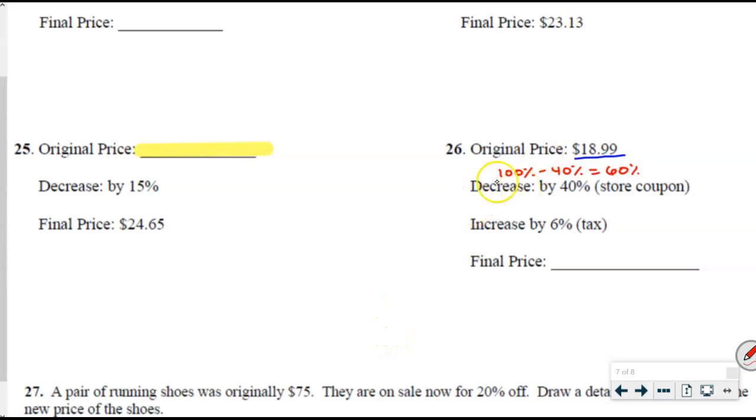So if I want to know what the price is right here at this point in time, what is that going to be? We take that $18.99, that's the original amount, and we're going to multiply it by the 60%, calculatable is the decimal 0.6. And that's going to give me some sort of an amount right here, right? Go ahead and calculate that if you would like to. We can do this in 2 steps. $18.99 times 0.6.